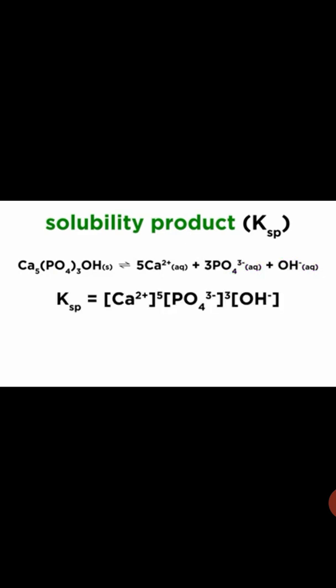If we have something like magnesium hydroxide, it's the same thing, except that dissociation produces one magnesium ion and two hydroxide ions, which means that hydroxide ion concentration will be squared in the solubility product expression. We can even do this for something more complicated, like apatite, which is a mineral. This will dissociate into 5 calcium ions, 3 phosphate ions, and a hydroxide ion. So the solubility product expression will look like this.